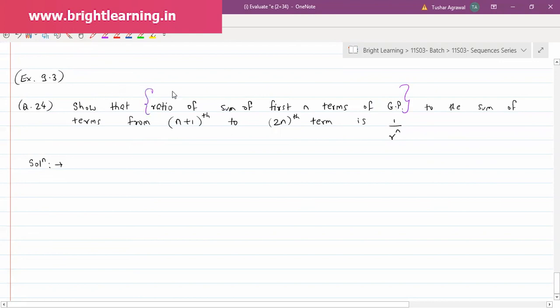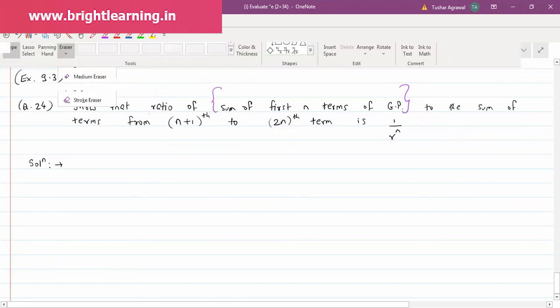So, no, not the ratio. No. Sum of first n terms of a geometric progression. Do you have a formula? Yes or no? Yes, sir.